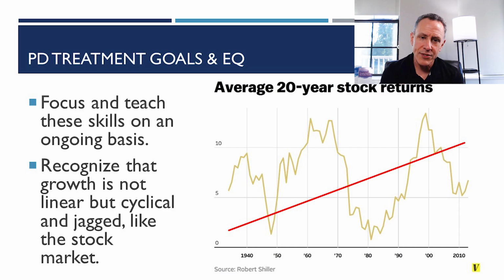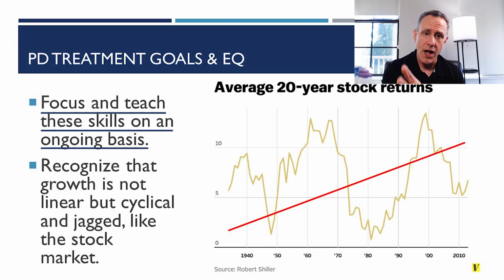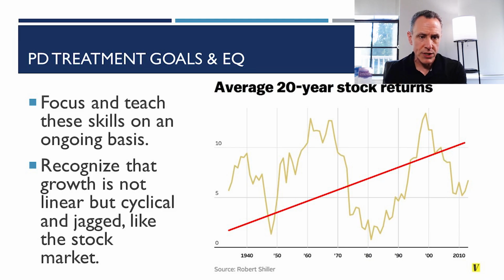Because it's a lot like the stock market. We want to focus and teach these goals on an ongoing basis, not only to ourselves, but we want to really live these habits every day because humans are adaptable. Whatever we do on a regular basis, we will adapt to it, whether it's healthy or unhealthy, whether it's junk food and cigarettes, or it is a healthy lifestyle and it is believing in ourselves and managing our emotions.